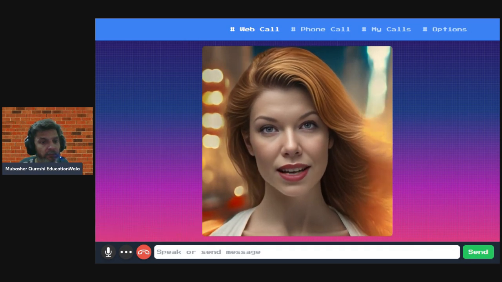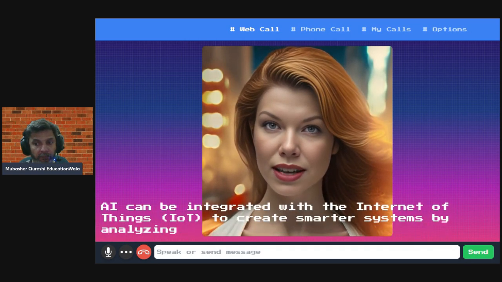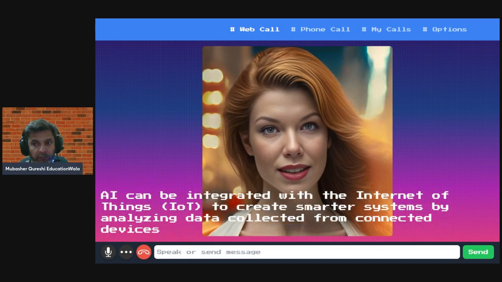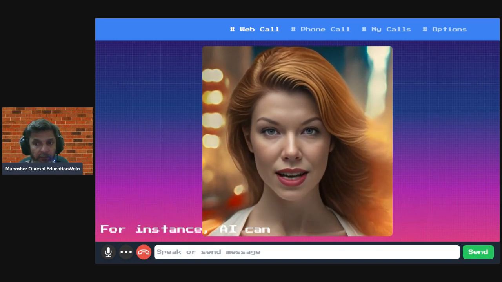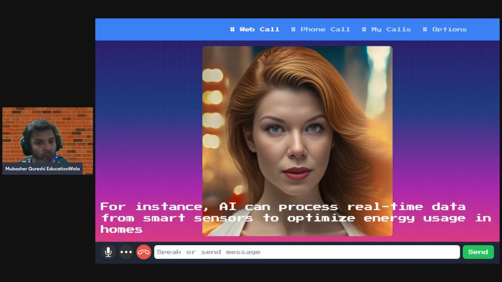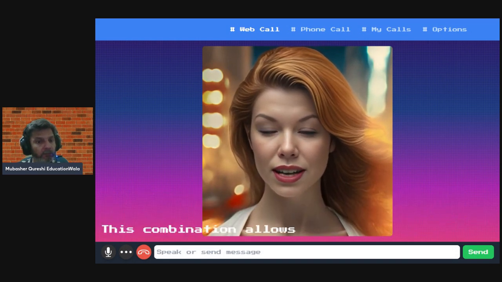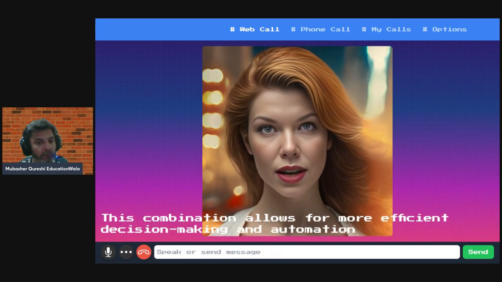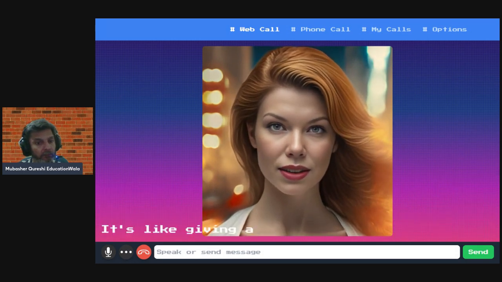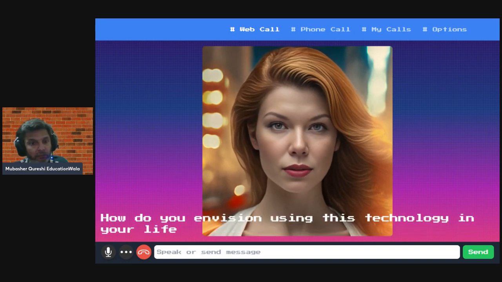Great question. AI can be integrated with the Internet of Things to create smarter systems by analyzing data collected from connected devices. For instance, AI can process real-time data from smart sensors to optimize energy usage in homes or predict maintenance needs in industrial equipment. This combination allows for more efficient decision making and automation. It's like giving a brain to all those devices. How do you envision using this technology in your life or work?